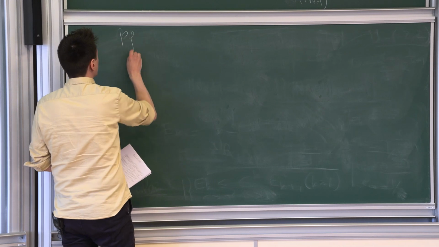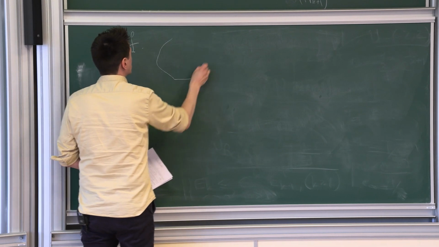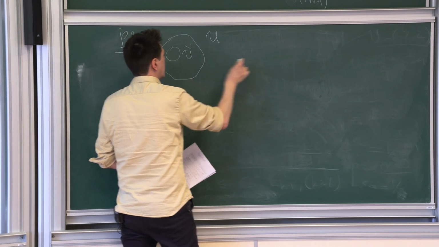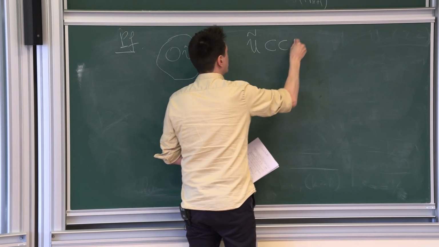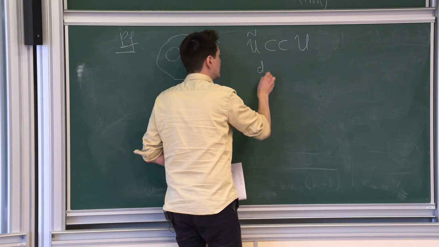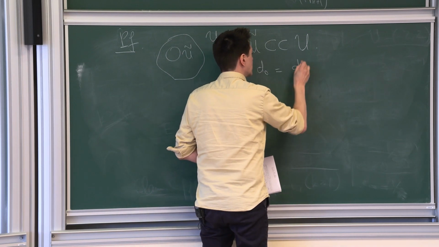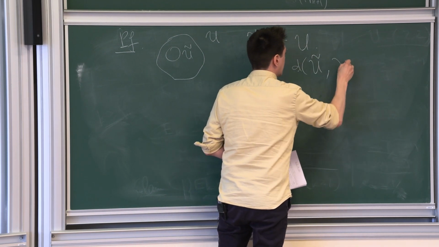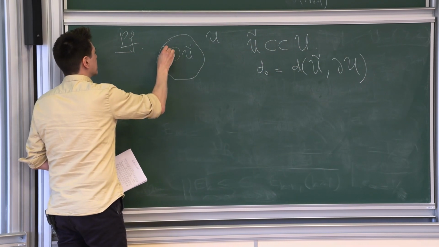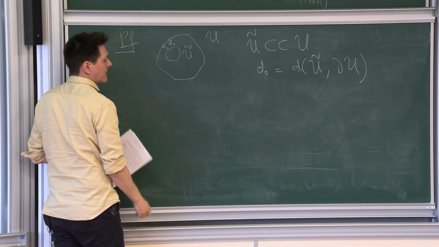So let's consider. I have my domain U like that. Let's consider a U tilde, as always compactly embedded in U. And therefore, we have a distance, let's call it d naught, a distance between U tilde and the boundary of U. Okay, so that would be this, for instance.